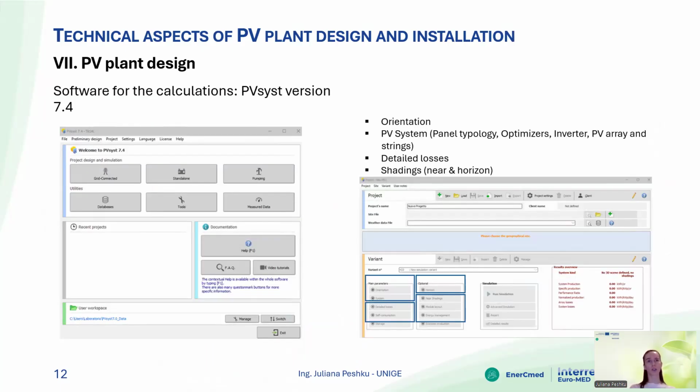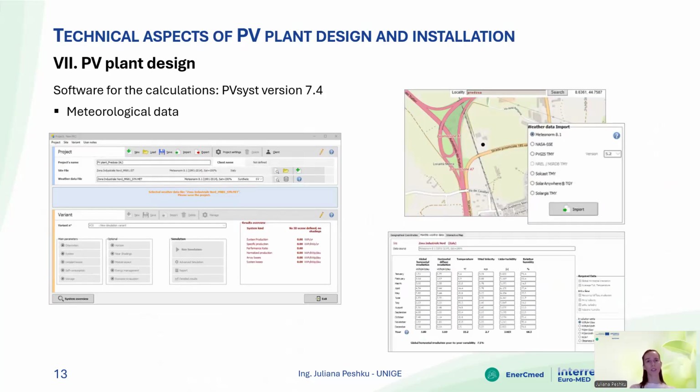At this point, to define the producibility of the PV plant, PVsyst version 7.4 is used here. The image on the left represents the first interface of the software. On the right side are given all the data that we must add to the software, divided into the main and optional parameters such as orientation, system components, detailed losses, self-consumption, near and horizontal shading, etc. Firstly, the positioning of the plant must be specified.